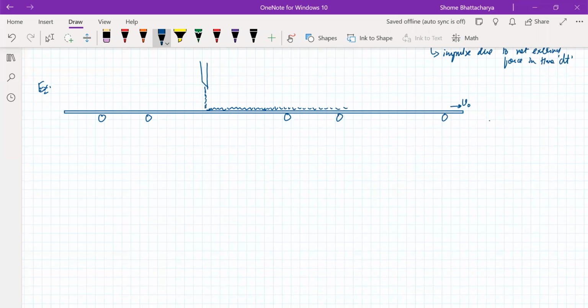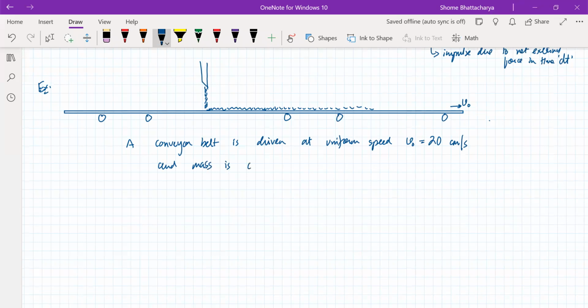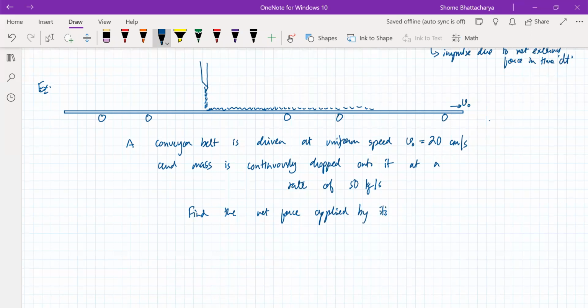So some particles or some objects are being dropped onto this. It's being driven at uniform speed, say 20 centimeters per second, and mass is continuously dropped onto it at a rate of, let's say, 50 kilograms per second. Find the net force applied by its rollers to keep it moving.